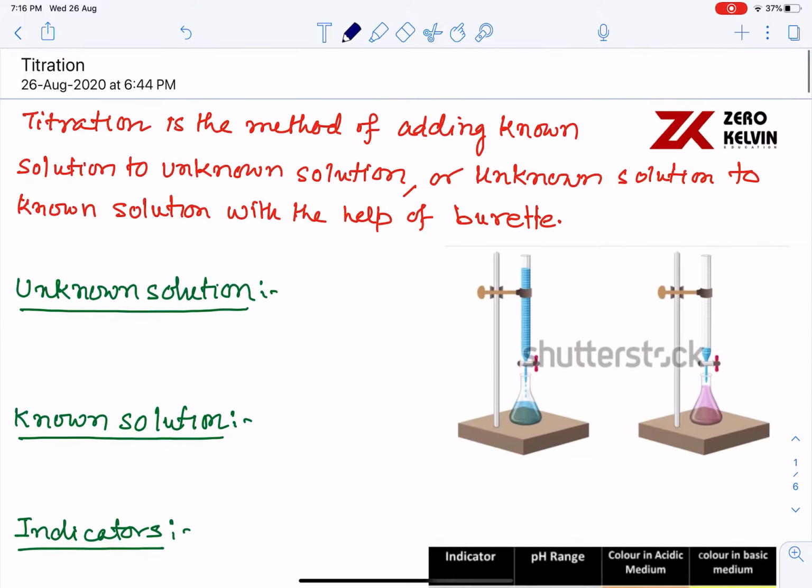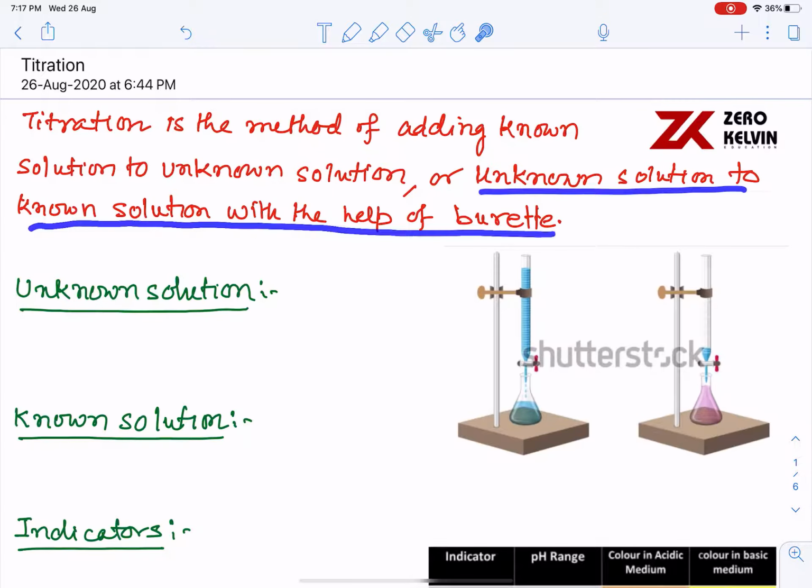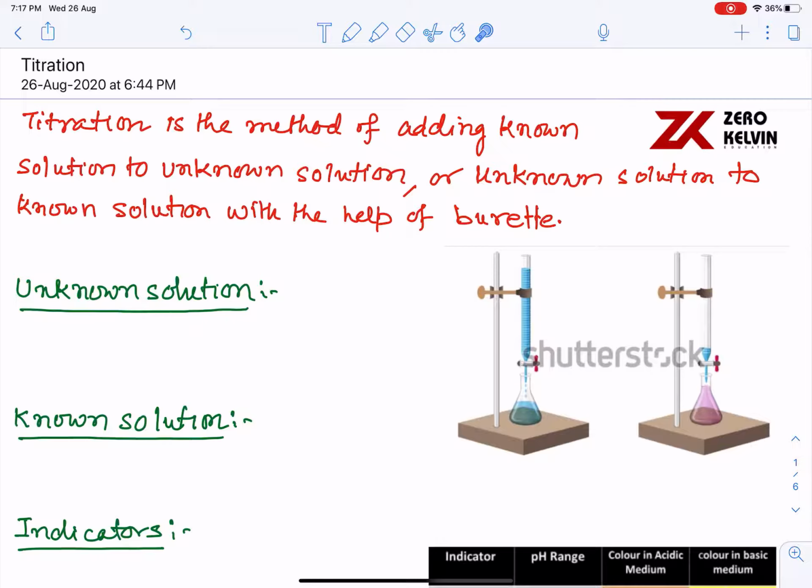Hello students, today I will start the titration part. This is very much important. First we should know what titration is. Titration is a method of adding known solution to unknown solution, or unknown solution to known solution, with the help of a burette. So this process is known as titration.